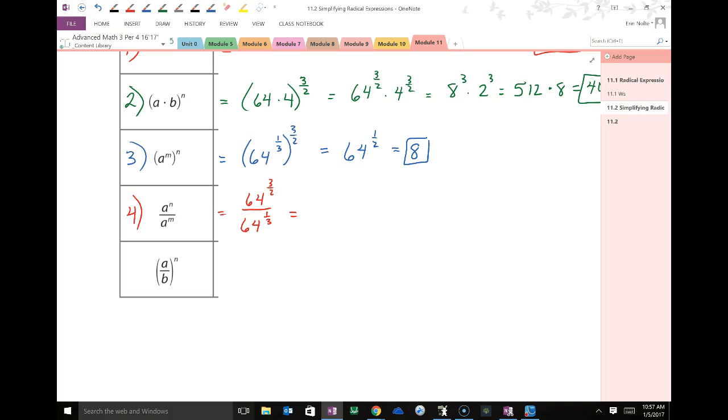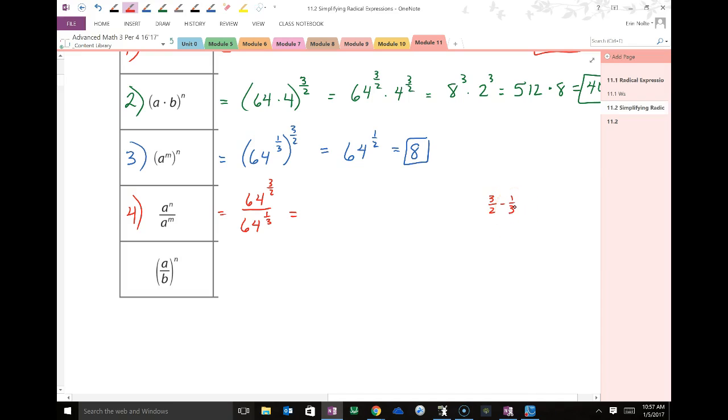Does anybody know this one? This is one we probably haven't quite talked about yet. It is, good. So when we have division with the same base, we're going to subtract the exponents. Good. So we're going to have kind of side work over here. We have 3 halves minus 1/3.